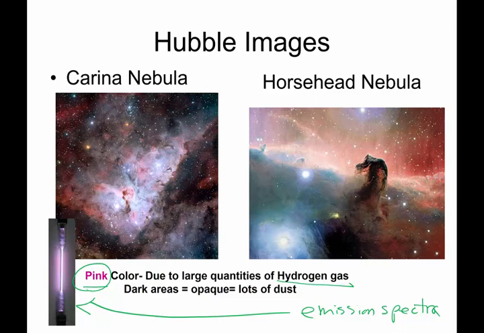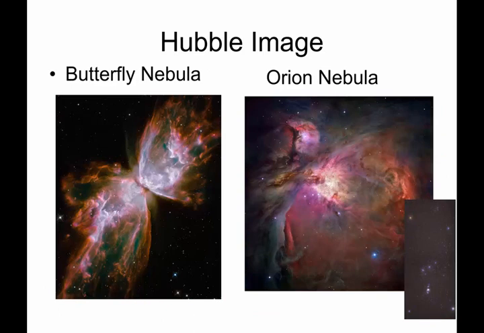The Carina Nebula, this is not computer enhanced, that's a true color illustration of it. The Horsehead Nebula, you can sort of see this looks like a horse head, or almost like a chess piece, the one that looks like a horse, a knight, I think. The Butterfly Nebula is also something very, very famous.